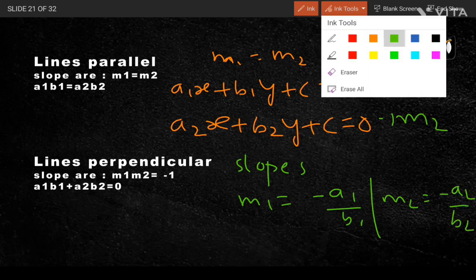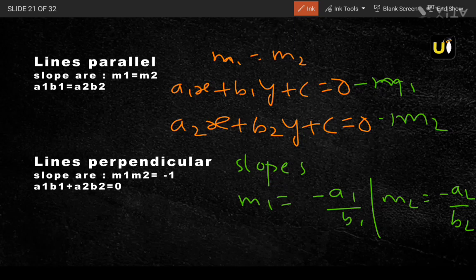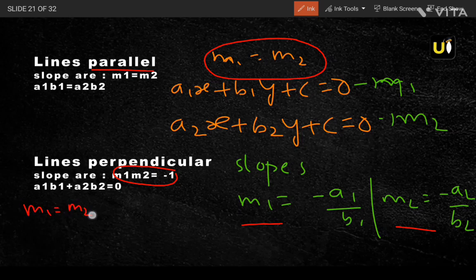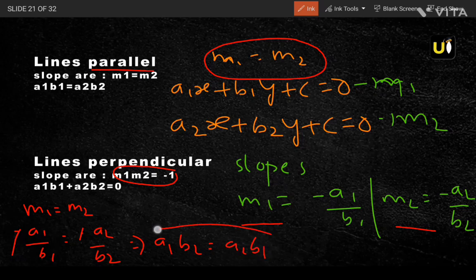So now let's discuss both the conditions. For lines to be parallel, m1 is equal to m2. For the lines to be perpendicular, m1 m2 is equal to minus 1. So here m1 is this and m2 is this. So m1 is equal to m2, that means minus a1 by b1 is equal to minus a2 by b2. Now cancelling the minuses, a1 b2 is equal to a2 b1. This is the condition for the lines to be parallel.